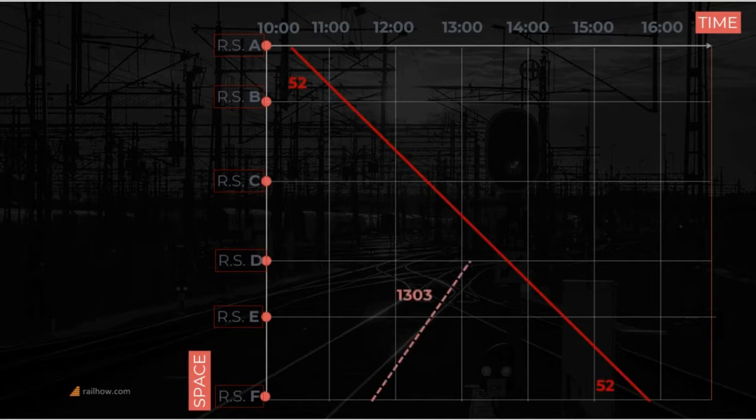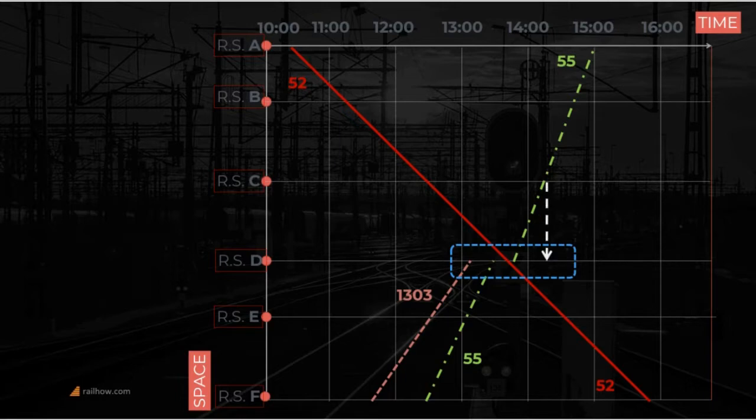Train number 1303 has lower priority than train number 55, so it has to wait at station D, not only for train number 52 to pass, but until train number 55 reaches station C, and so to free the section D to C. Then train 1303 can continue.